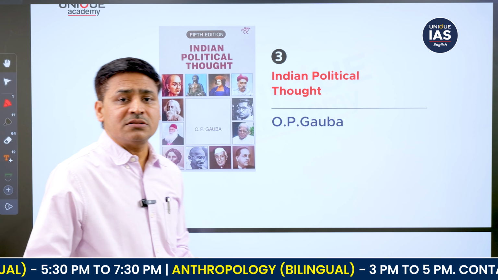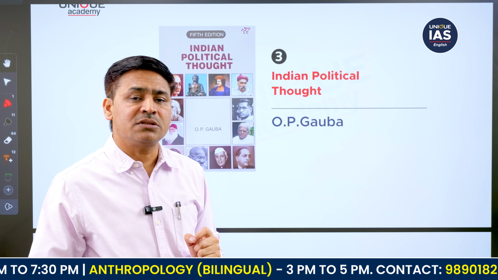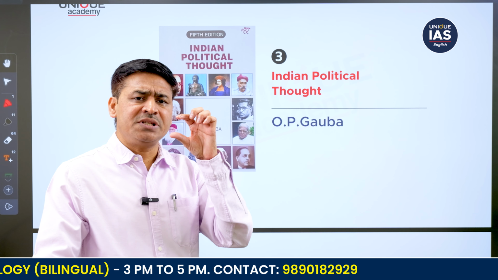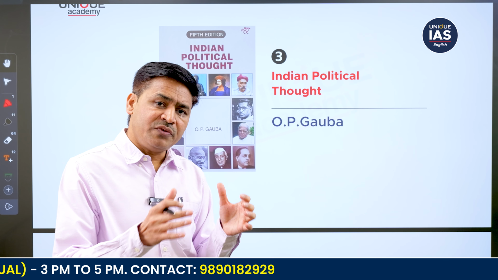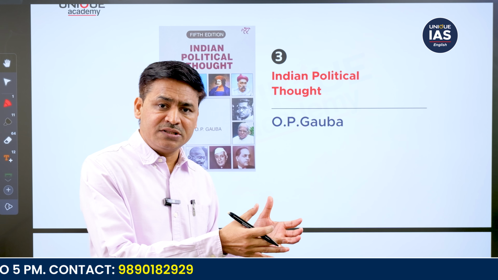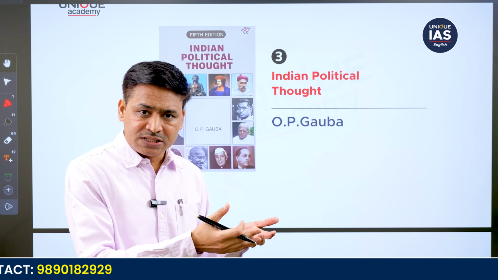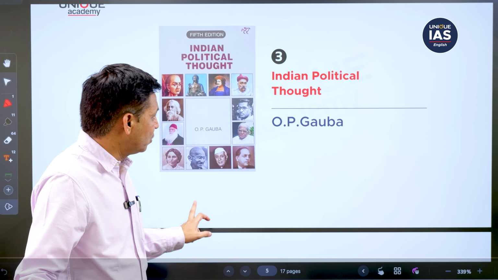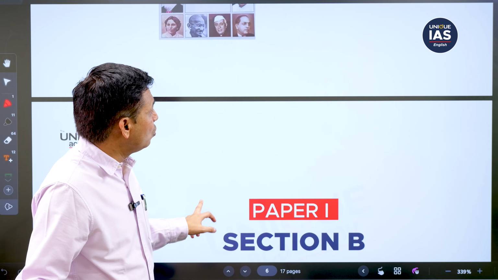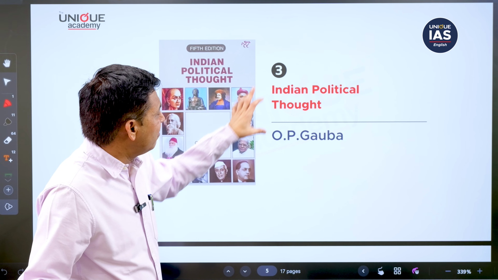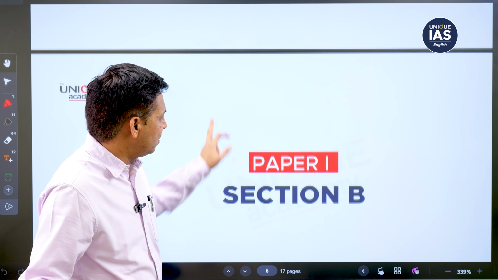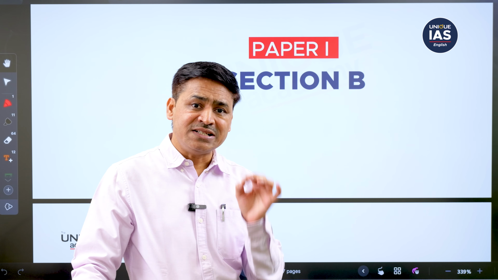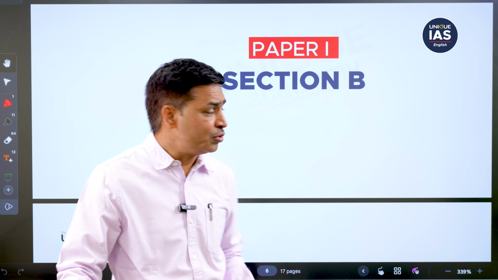Then this is another important segment from the syllabus, Indian Political Thought, again written by O.P. Gauba. That's a very precise book, and it comprises ancient Indian political traditions such as Dharma Shastra and Arthashastra on one hand, and the 5 important modern political thinkers as part of Indian political thought. So if you look at the number, these are the 3 references which almost cover the syllabus of paper 1 section A. Broadly we can say political theory.